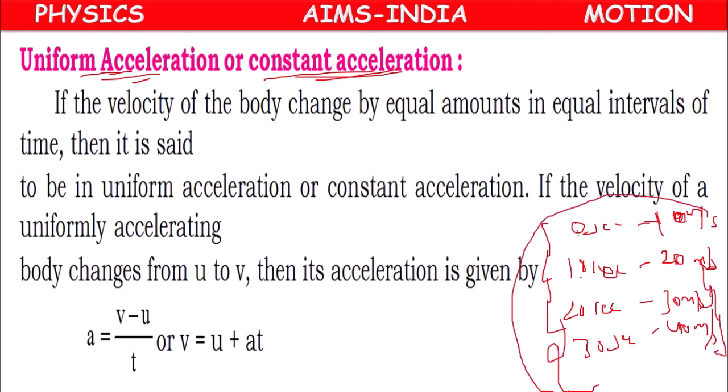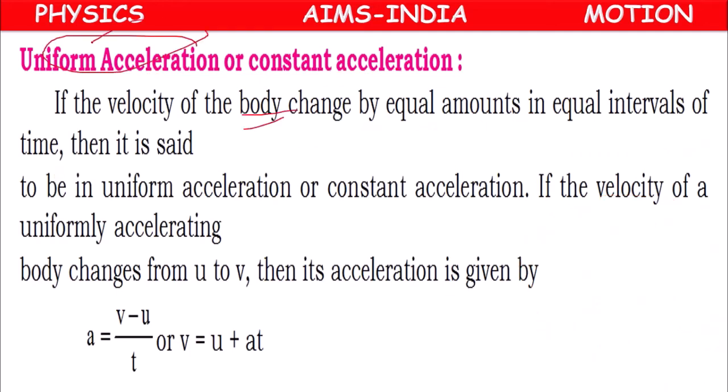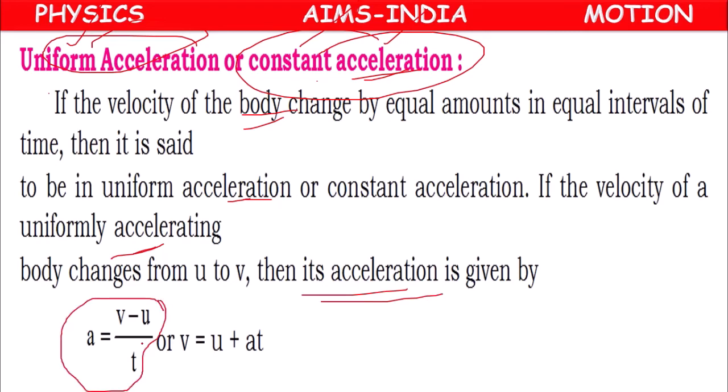Like this, if the change of velocity is in equal amounts in equal intervals of time, here the time interval should be equal and velocity change should be equal, then we can tell that the body is moving with uniform acceleration or constant acceleration. It means velocity is changing but in a uniform way, like a constant. Then the acceleration will be given by a equal to v minus u by t, or t will go this side, a into t, at, or u will go this side, u plus at, v equal to u plus at. This formula will come.